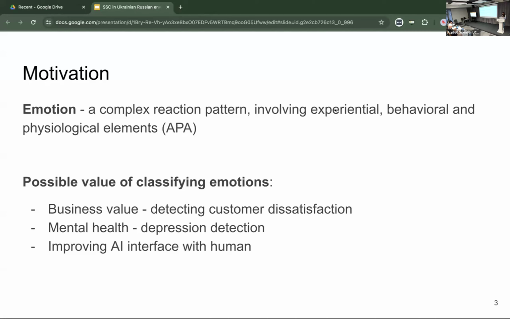For example, it may provide business value when we detect customers' emotion and classify it. The business might improve customer experience after knowing this information. It may be helpful for mental health, for example, to detect depression during calls to some medical institutes. Also, it may be useful for improving AI interfaces with humans. When the emotion of the human is classified, the AI interface may adapt to this emotion and change its behavior.